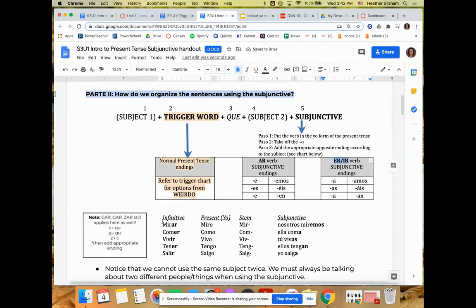So if we look here at our examples, mirar, comer, vivir, tener, salir, we have miro, como, vivo, tengo, salgo. Chop off the O for all these, and then I gave them a subject with an opposite ending. So now instead of nosotros miramos, it's nosotros miremos. Instead of ella come, it's ella coma. Instead of tú vives, tú vivas. Ellos tengan, ella salga, opposite ending.